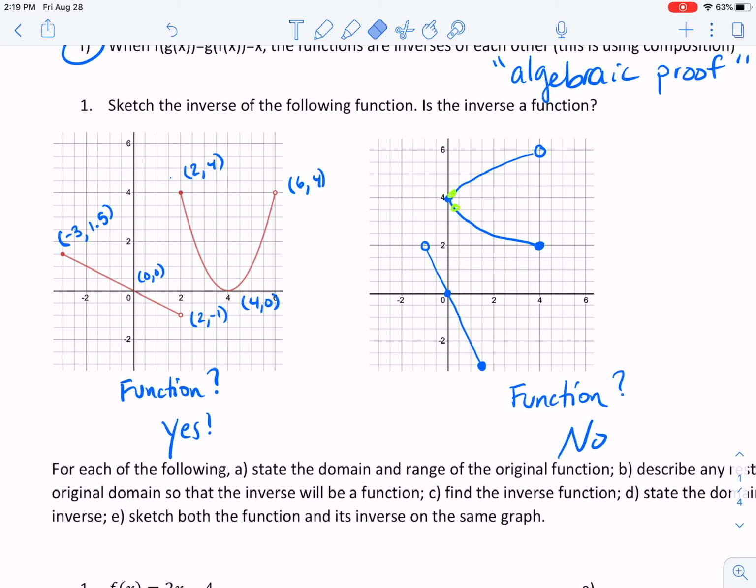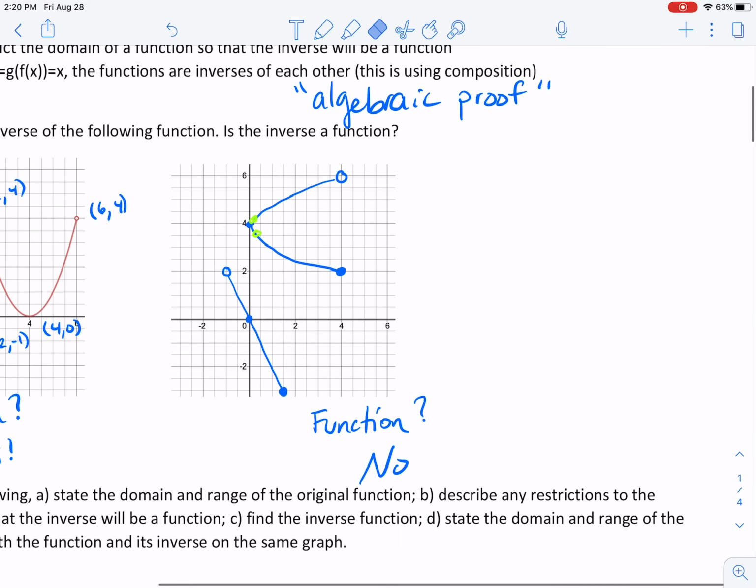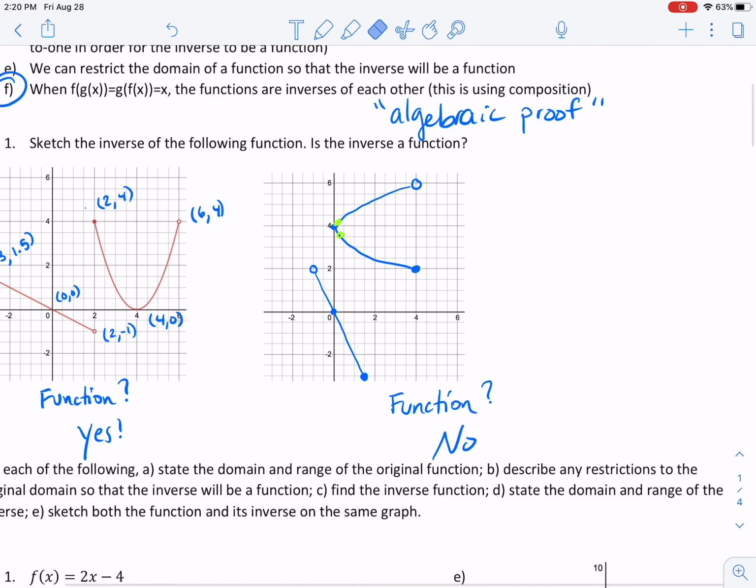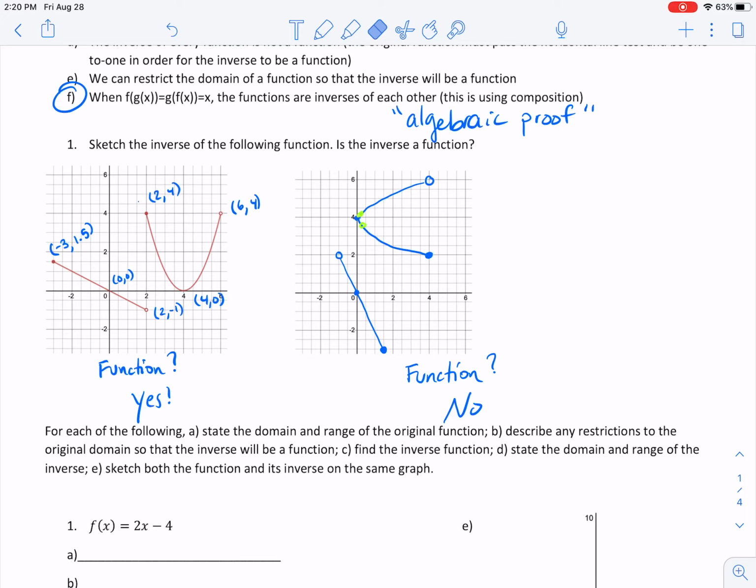Well, so cool. We've answered the question. We sketched the inverse of the following function. The inverse was not a function, but to be honest with you, that's not very helpful. So what we're going to find that we need to do is, when we have a function whose inverse is not a function, we as mathematicians agreed to restrict the domain of the original so that its inverse is a function. So let me talk through this.